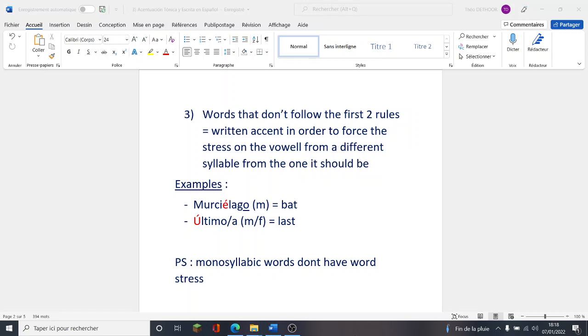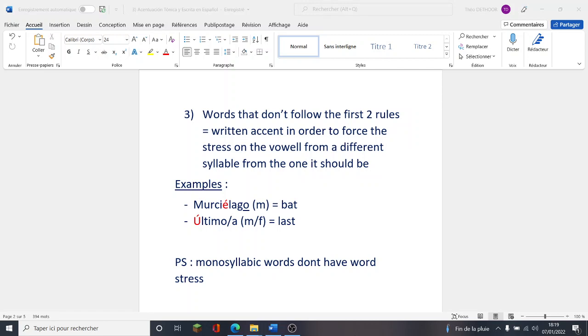Well, it's because the letter which is stressed is this E. And if you don't put any accent above the E, the letter you should stress would be the A, because the word is ending in O, and when the word is ending in O, the letter that you should stress is the vowel from the last but one syllable. So in this case, if you don't put any accent above the E, the word would be pronounced with the stress on the A, and that is not how the word is pronounced in Spanish. So you need an accent above the E.